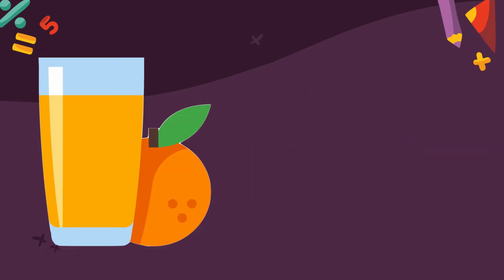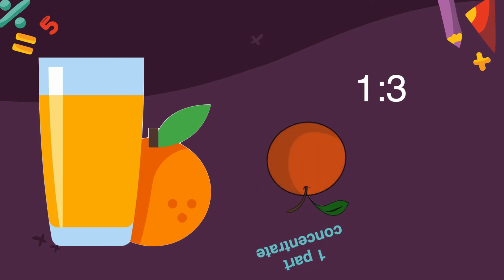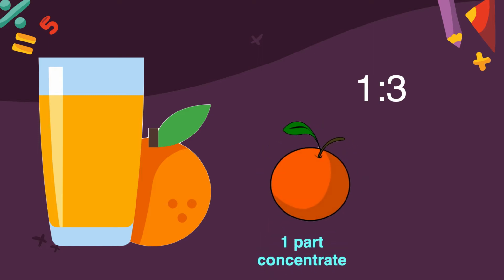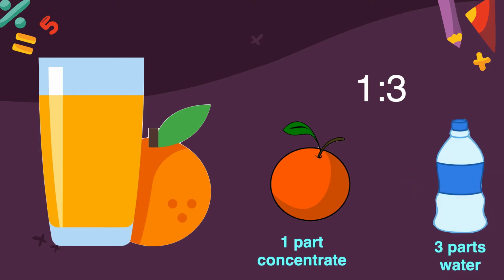Well, think about it this way. If you were mixing an orange drink from concentrate, suppose the instructions say that you need 1 part concentrate to 3 parts water. This is a ratio of 1 to 3. This means that you will pour 1 cup of orange concentrate and 3 cups of water. 1 part concentrate, 3 parts water. This will give you the correct mixture and a nice drink.